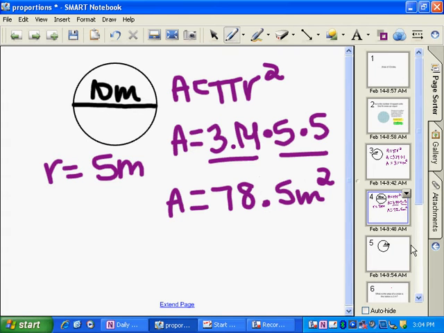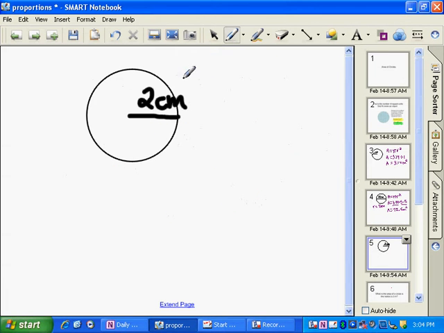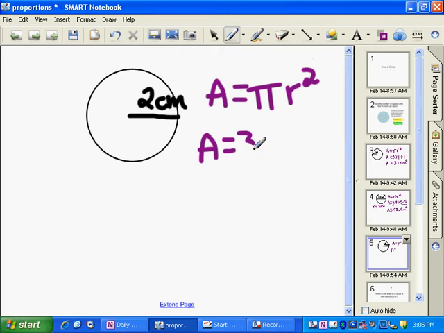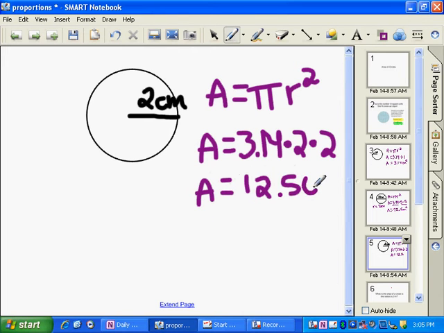Okay. Here's another example. We have this circle. Again, we want to find the area, and the radius is 2 centimeters. Area is equal to pi r squared. So area is equal to 3.14 times 2 times 2. When we punch this in the calculator, we end up with 12.56 square centimeters.